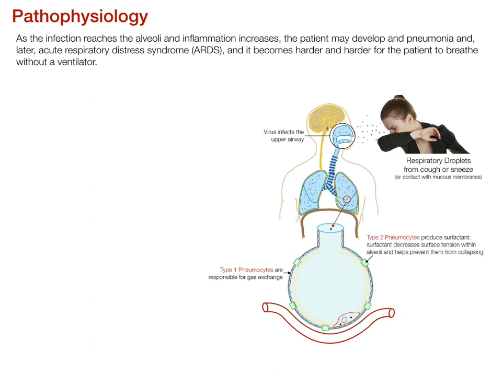Type 2 pneumocytes produce something called surfactant. Now, what surfactant does is decrease the surface tension within the alveoli, and it helps prevent them from collapsing. Without surfactant, they could collapse, and it would be hard to open them back up again. So this is important. It keeps them sort of slippery on the inside. In this particular drawing, that grayish, orangish color indicates the surfactant.